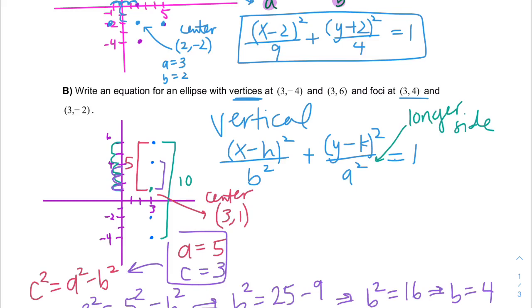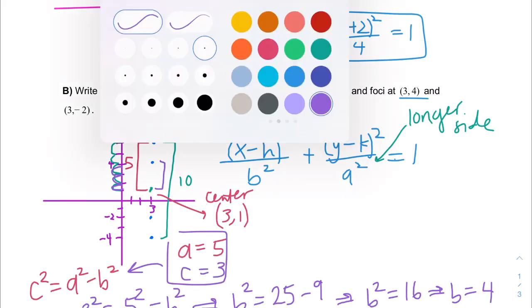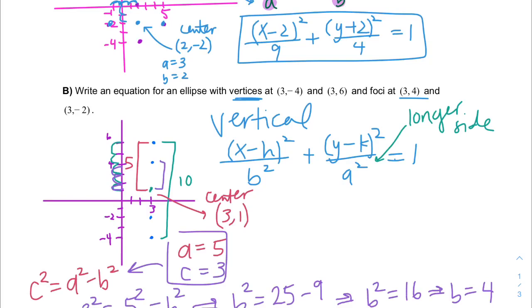That means when I go to write my equation, I have everything that I need. I know my center is 3, 1, so I've got the 3 there. I know that b is equal to 4, so I plug in 4 there. And k is 1, and a is 5.